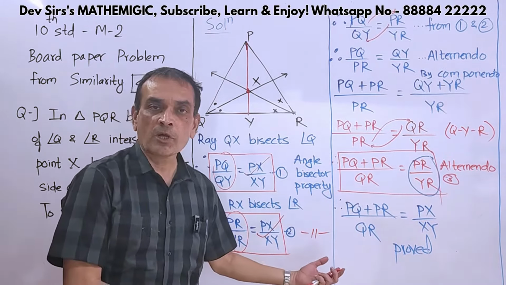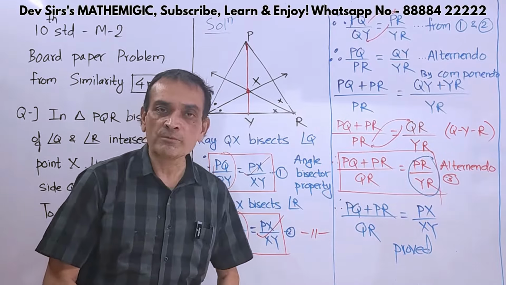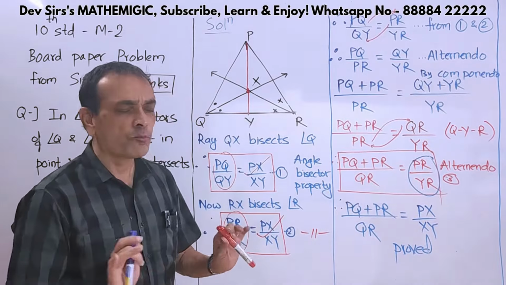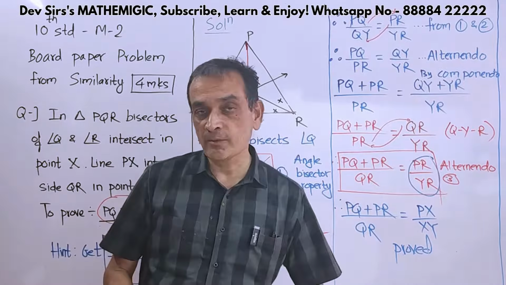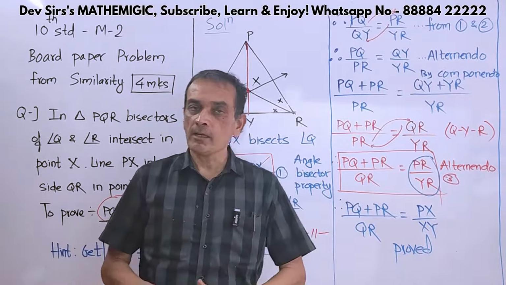So I will publish it by tomorrow morning. Practice, see it 2 times. Practice componendo dividendo, componendo, ratio proportion, and angle bisector property. How to use that? Okay.